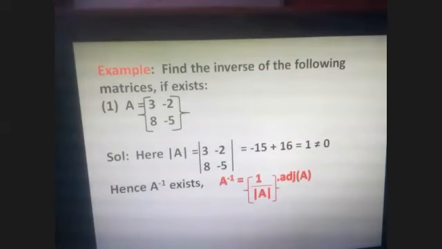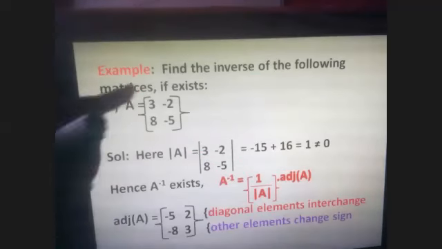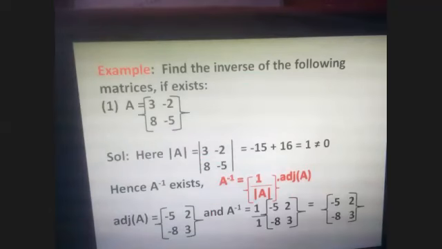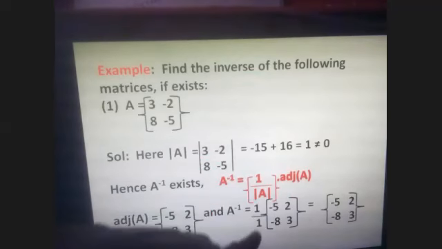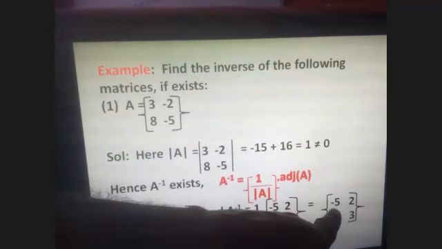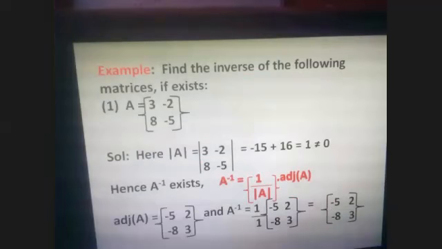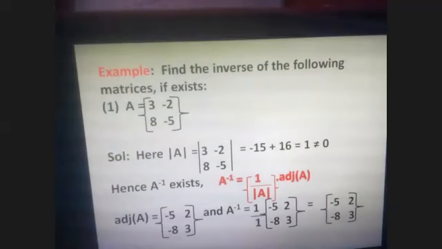Can you tell me what is adjoint of A here? You remember how to find adjoint of 2 by 2 matrix? Diagonal elements interchange, other elements change the sign, we already discussed. And we got the adjoint. Once you get the adjoint, A inverse is 1 by determinant A into adjoint, that is minus 5, 2, minus.